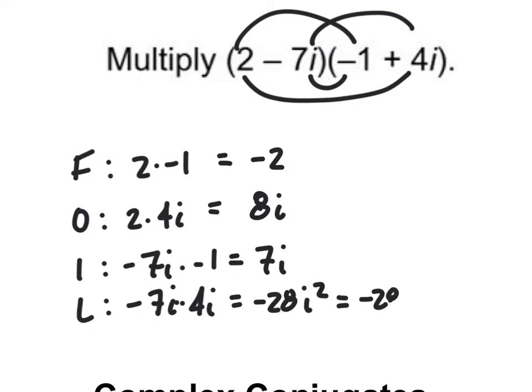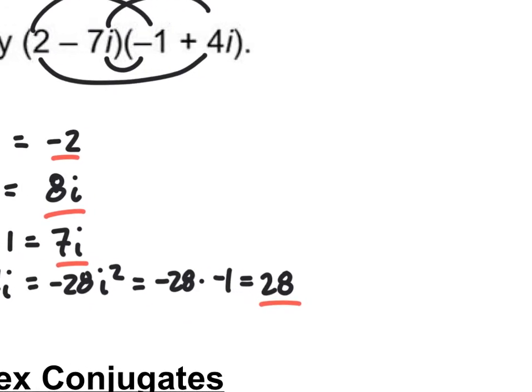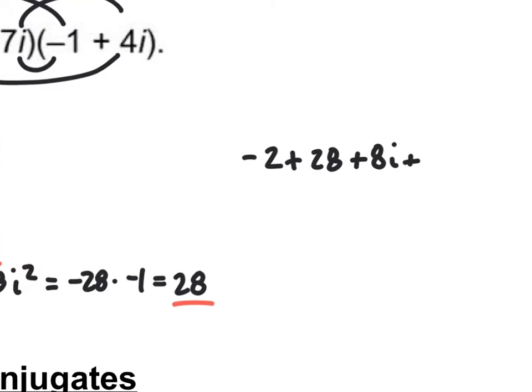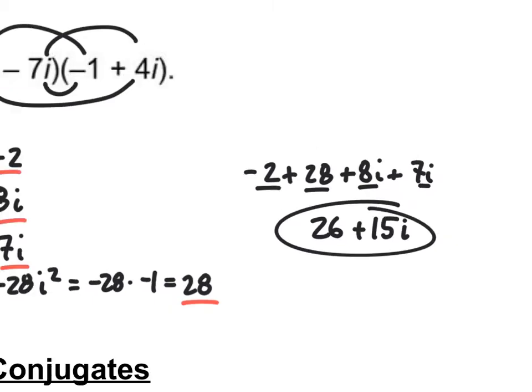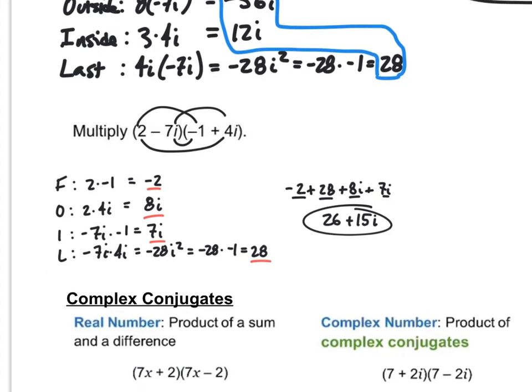Which again is going to give me negative 28 times negative 1, which is going to give me positive 28. So then I want to add up all of these terms, and I'm going to put them together so that we have like terms: negative 2 plus 28, and then plus 8i plus 7i. Negative 2 plus 28 gives me 26, and 8i plus 7i gives me plus 15i. And that's my answer. Notice again that we are getting another complex number from doing this.